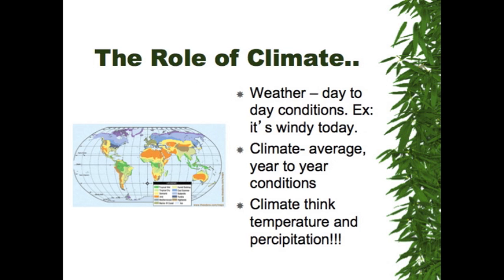Ecosystems around the world are classified by their climate. Now, climate is different than weather. Climate is the conditions over a year's time, while weather are the day-to-day conditions. So if I talk about a tropical rainforest, I'm talking about temperature and precipitation, which make up their climate.